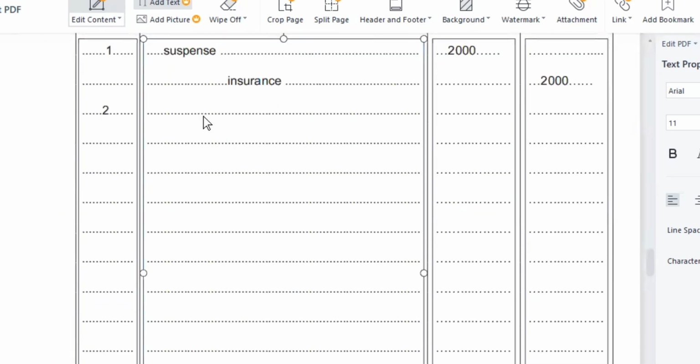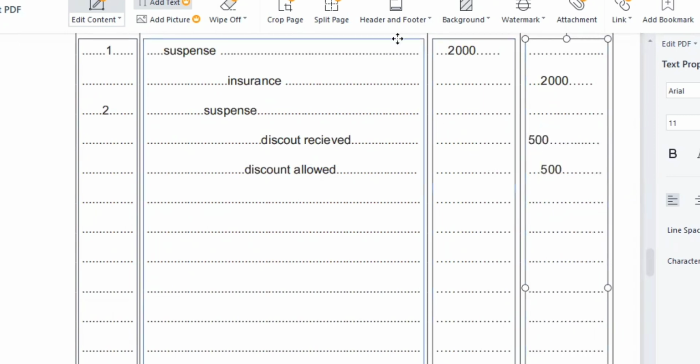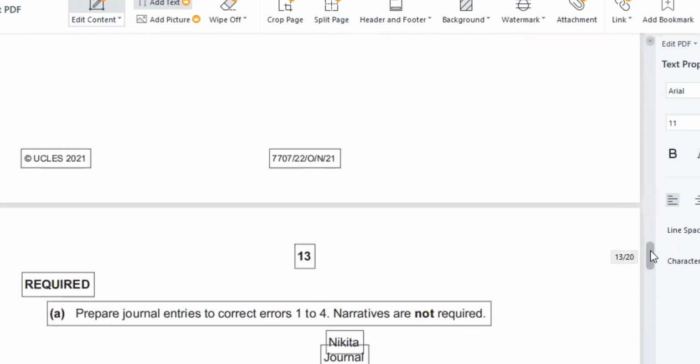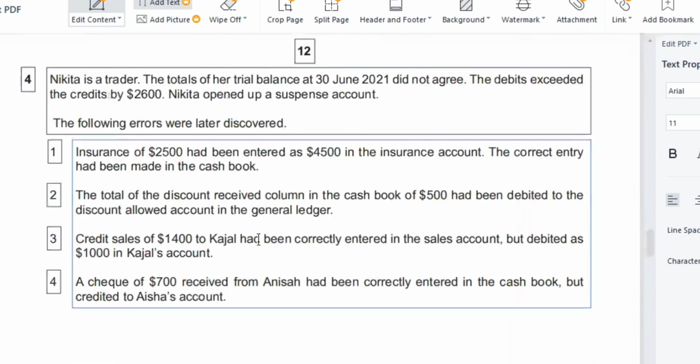So suspense, discount received, discount allowed, with amount of 500, and total of debit side would be 1000. 500 plus 500.